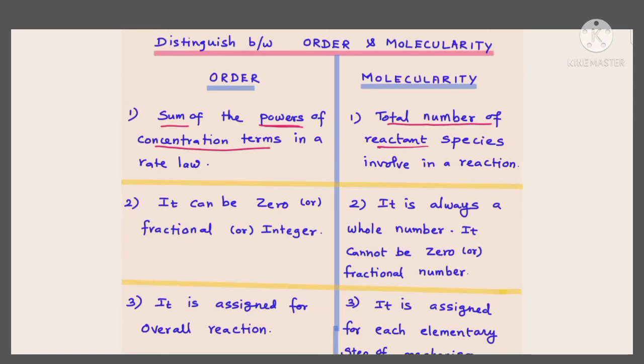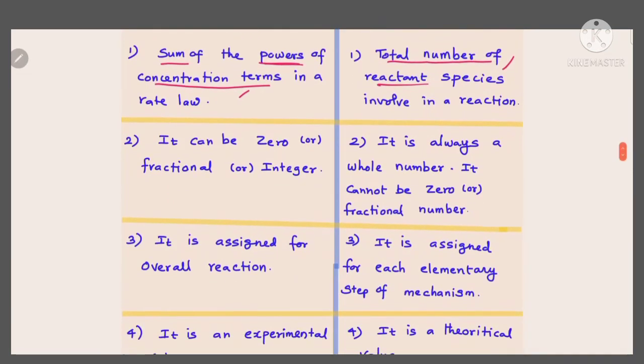Distinguish between order and molecularity. Order is the sum of powers of concentration terms, whereas molecularity is the number of molecules involved in a reaction. Okay, right. Then second one: order can be 0. So we have zero order reactions.